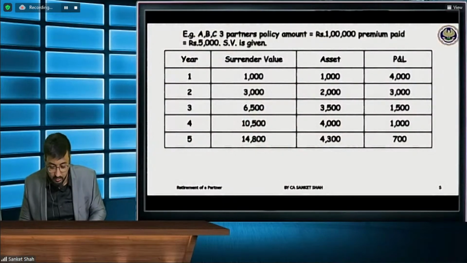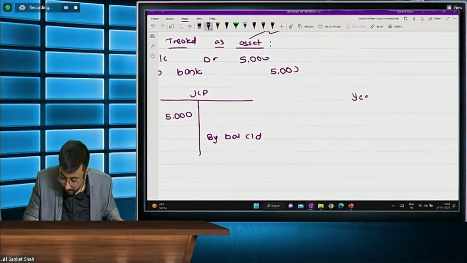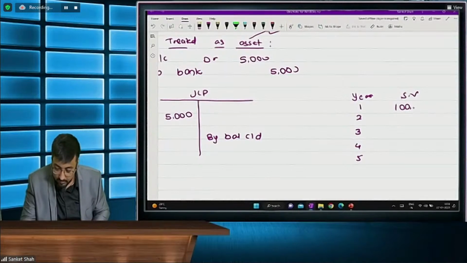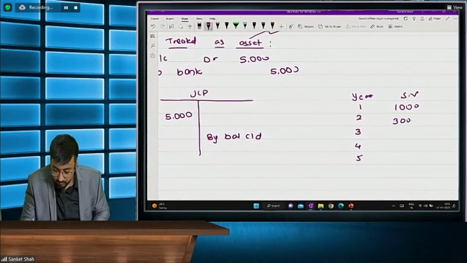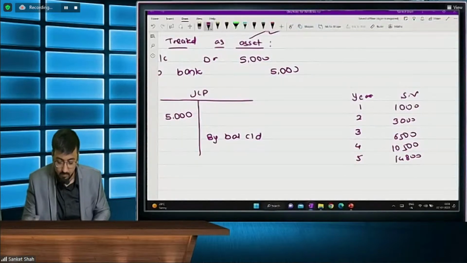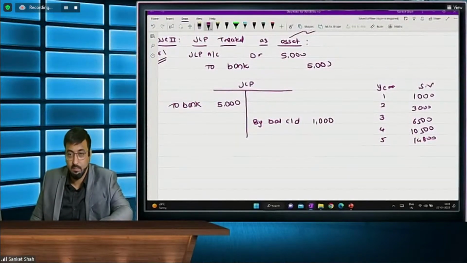Year 1, 2, 3, 4, 5. Don't write this, I'm just noting it. Surrender value: 1,000, 3,000, 6,500. By balance carried down 1,000.